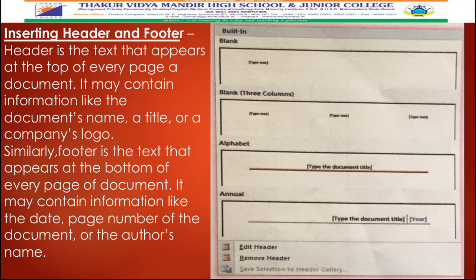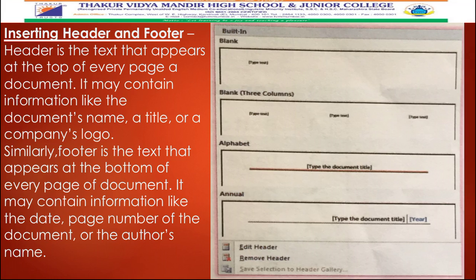Now children, our second topic in this lesson is inserting header and footer, which is also an important thing. Now header is the text that appears at the top of every page of a document. It may contain information like the document's name, it can be a title, or it can be a company's logo also. Similarly, footer is the text that appears at the bottom of every page of a document. It may contain information like the date or page number of the document or the author's name, anything.